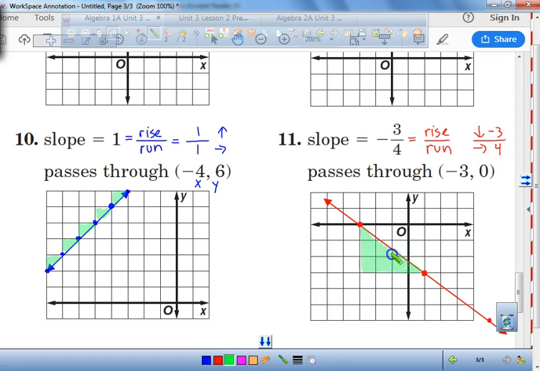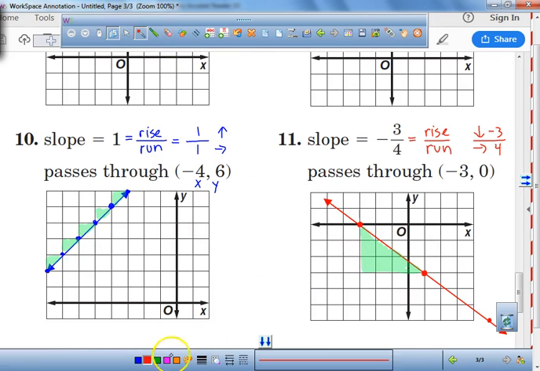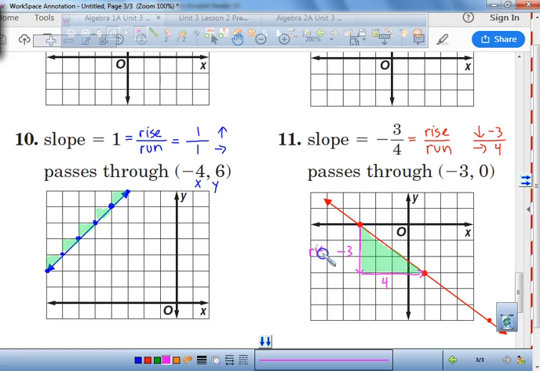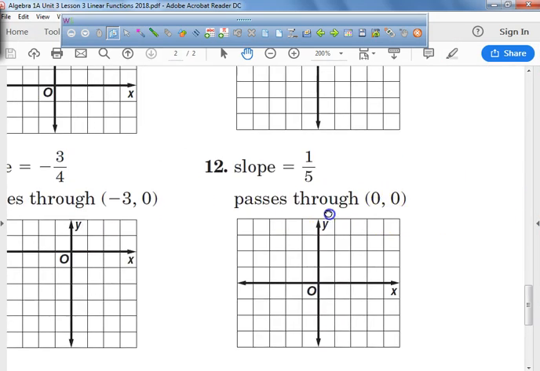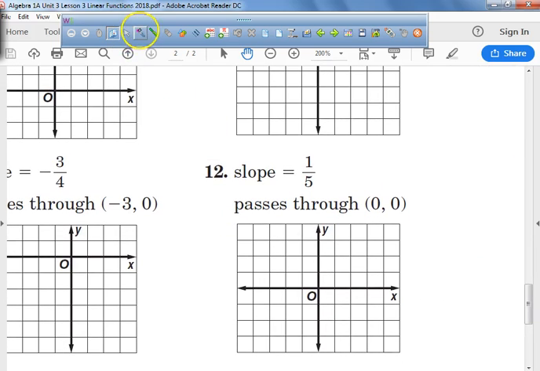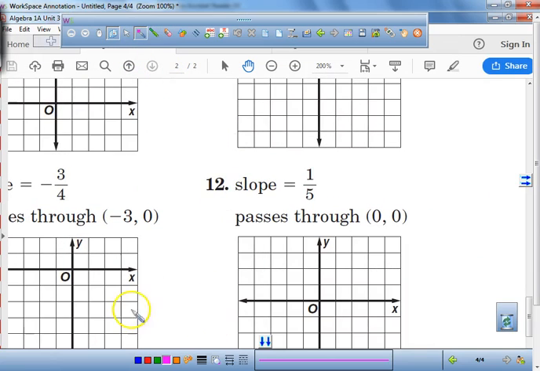It's a lot harder to shade in because this was what? Up 1 and over 1. What was this one? It went how far down? It went down 3 units, and then it went over 4 units. What does the negative 3 represent? That represents the rise. What does the 4 represent? The run. There you go. Good job, Dalton. Let's go switch on. All right, we go right over here. We're going to do problem number 12. Okay, I'm going to change it to blue.